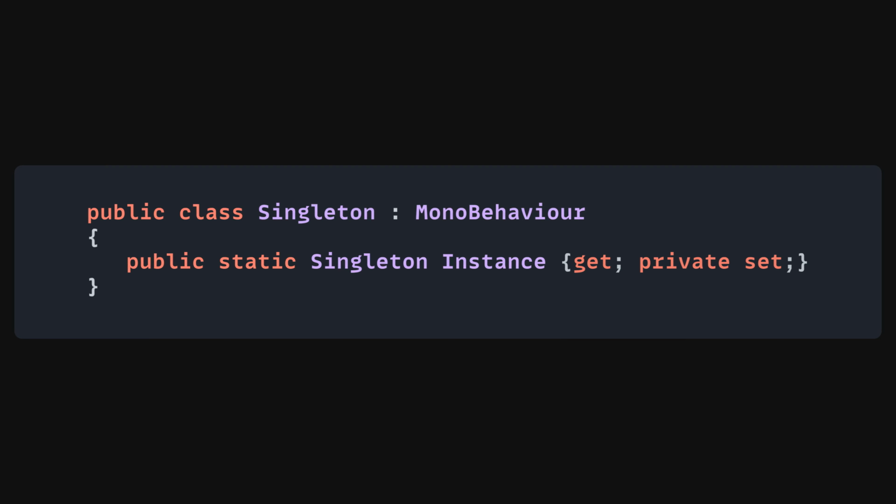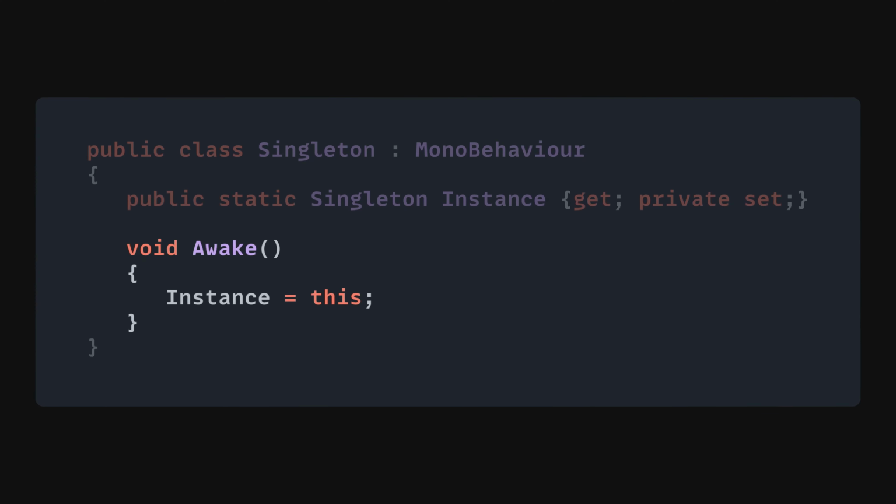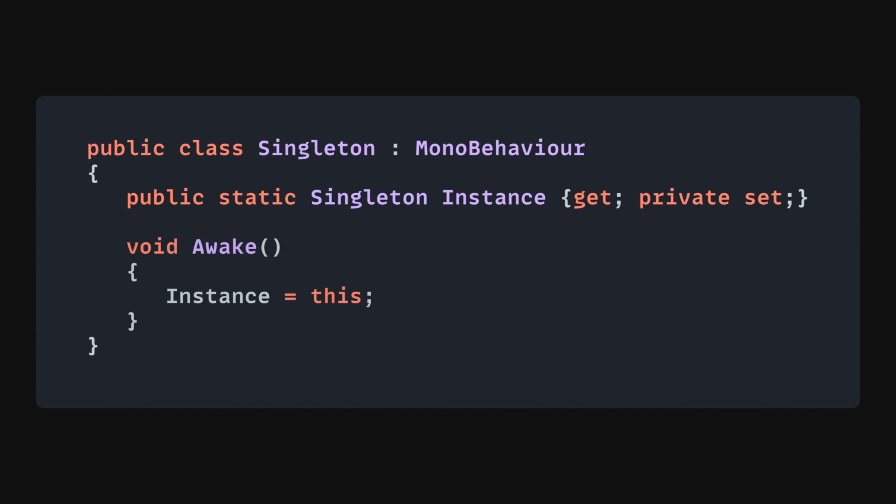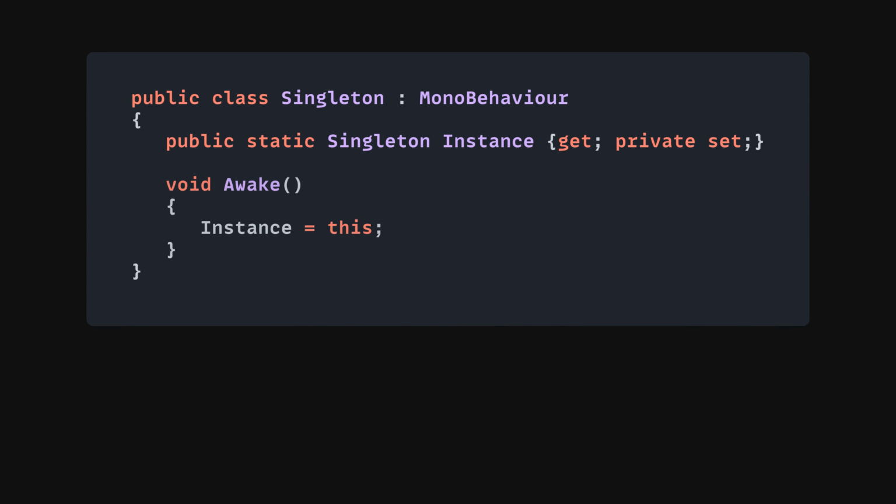With the property in place, our next step is to assign a value to it. We accomplish this by heading into the awake method of our class and setting the instance to this, which represents the instance of the current MonoBehaviour. Now that you've set up your singleton, let's learn how to use it.